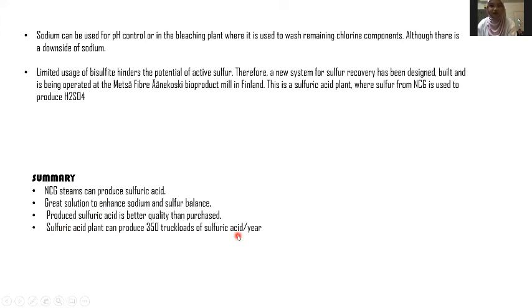Sulfuric acid plant can produce 350 truckloads of sulfuric acid per year.